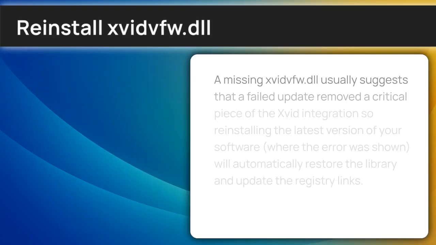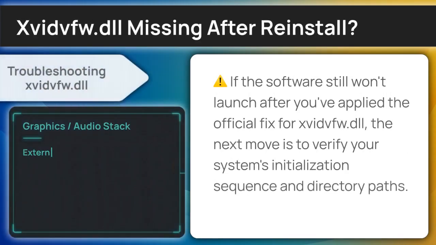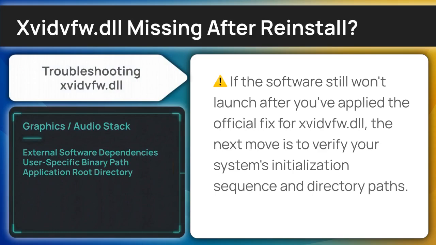A missing Xvidvfw library DLL usually suggests that a failed update removed a critical piece of the Xvid integration, so reinstalling the latest version of your software, where the error was shown, will automatically restore the library and update the registry links.